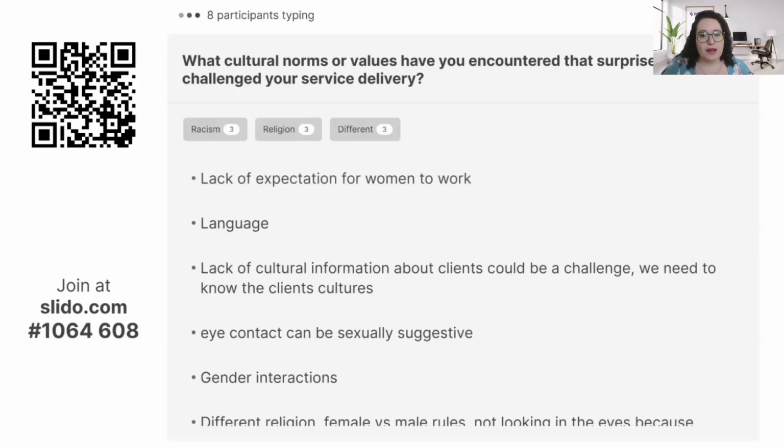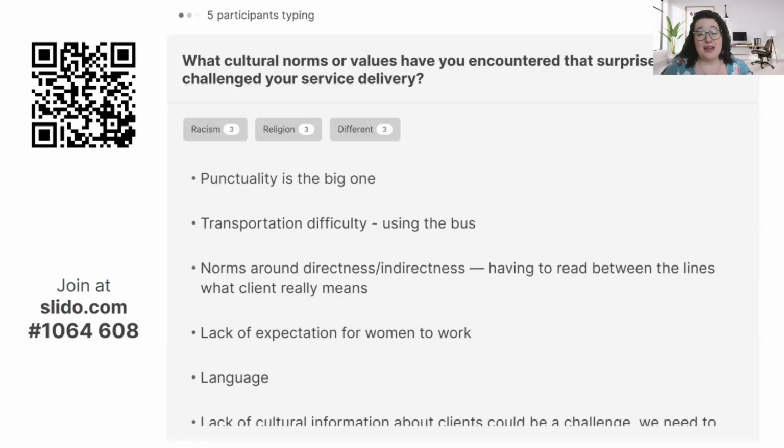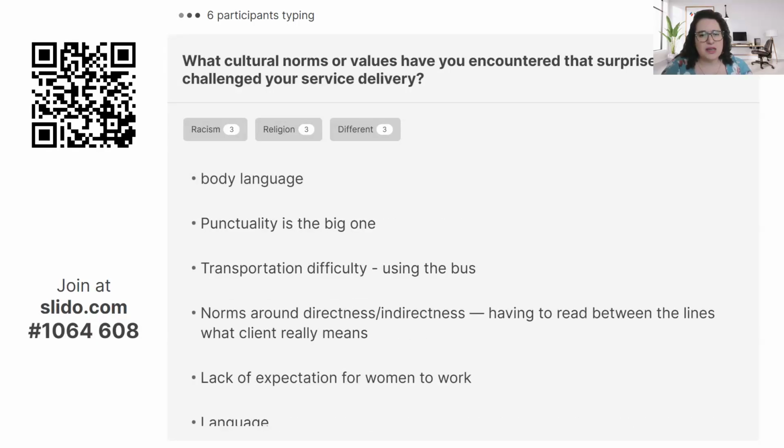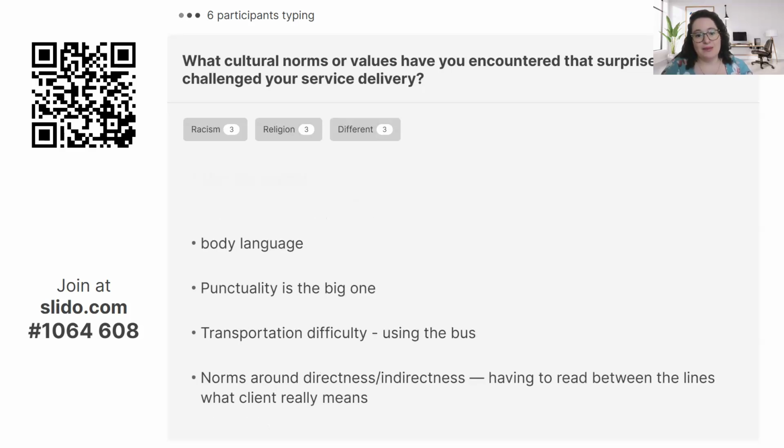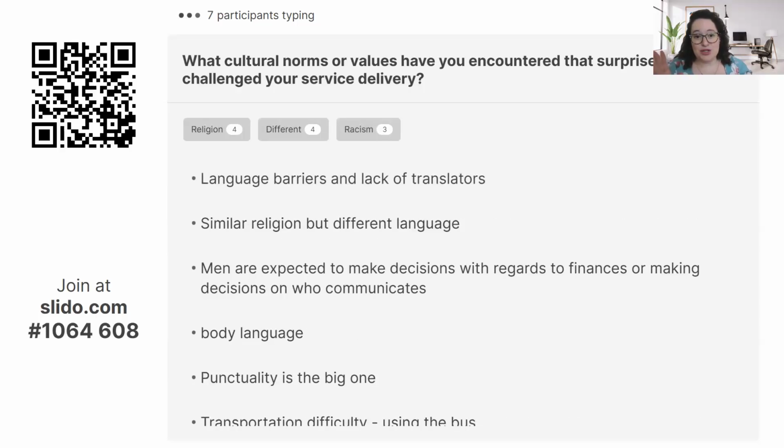Eye contact can be suggestive, how people feel comfort or discomfort with eye contact. Someone who's never encountered using the bus, if there is transportation difficulty. Norms around directness or indirectness, having to read between the lines what a client really means. Yeah, are they from a culture that values saying something straight, or are they trying to say something in a way that you're actually supposed to pick something else up? That can take a lot of practice to navigate.